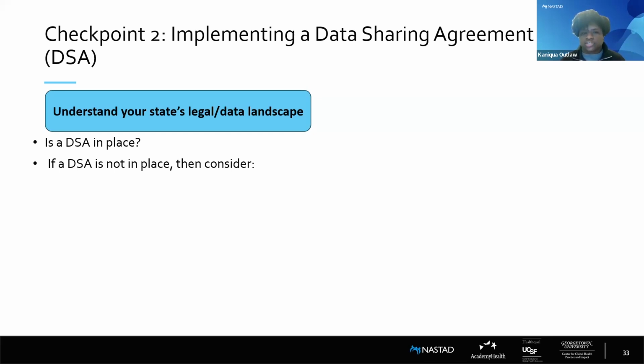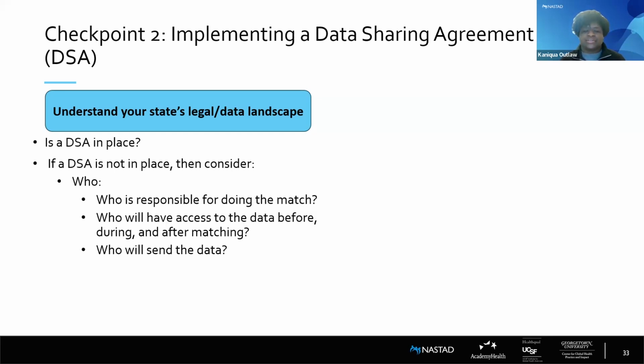Next slide, just one skip forward. Thank you. So the first question is who? Who's going to be responsible for doing the match? What level of access are they going to have to the data for the matching process? Who's going to be sending the data across agencies to be able to do the work? Next slide.